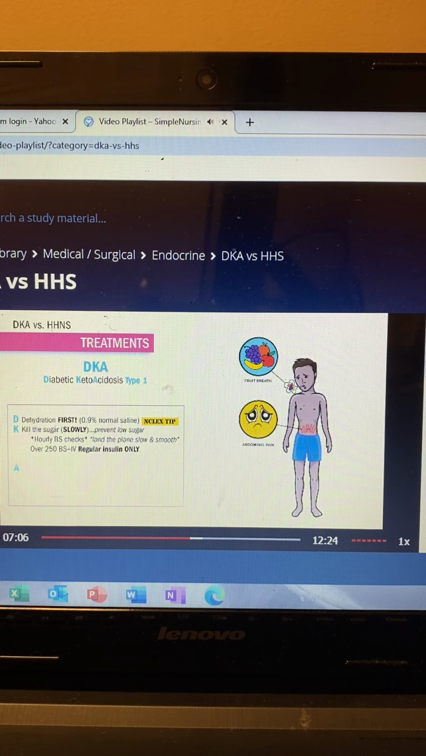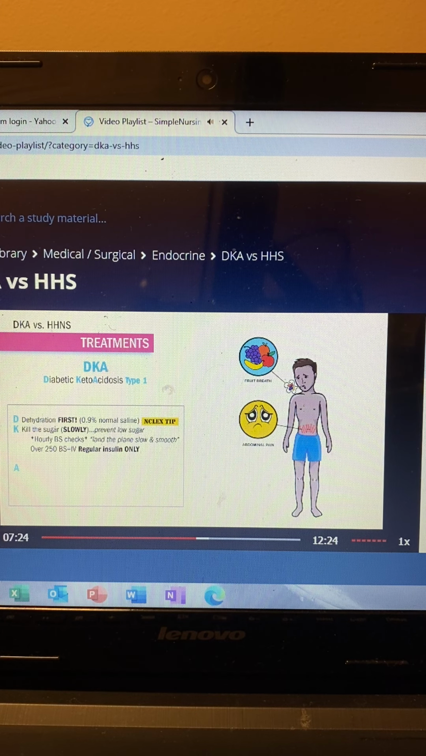Now, caution, tests will try and trick you guys. Only regular insulin is put right in the vein. Not NPH, not Aspart, not Lispro. No one else here gets the VIP pass. Remember, only regular insulin is right in the vein or ready to go IV.